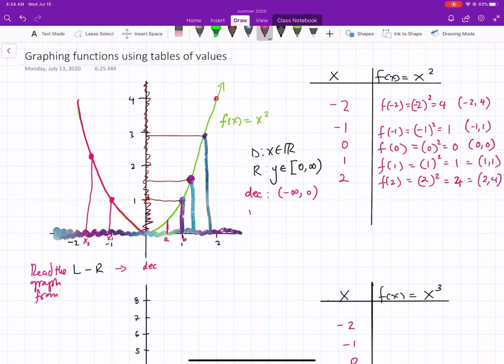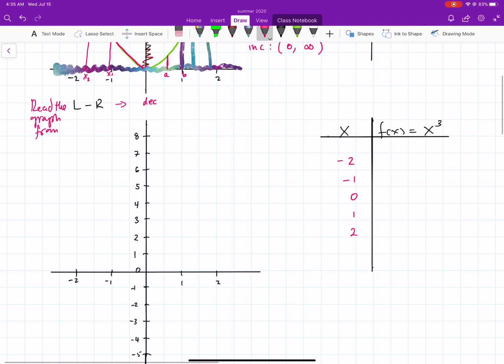So we say that it's increasing from 0 to what? Positive infinity. All right. So those are the things that we're going to look at for each of these functions to see what's going on. Okay. All right. Let's look at the next function.